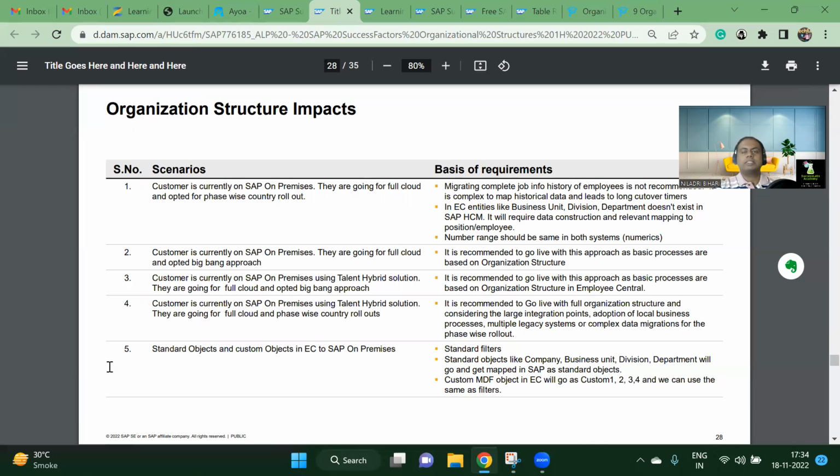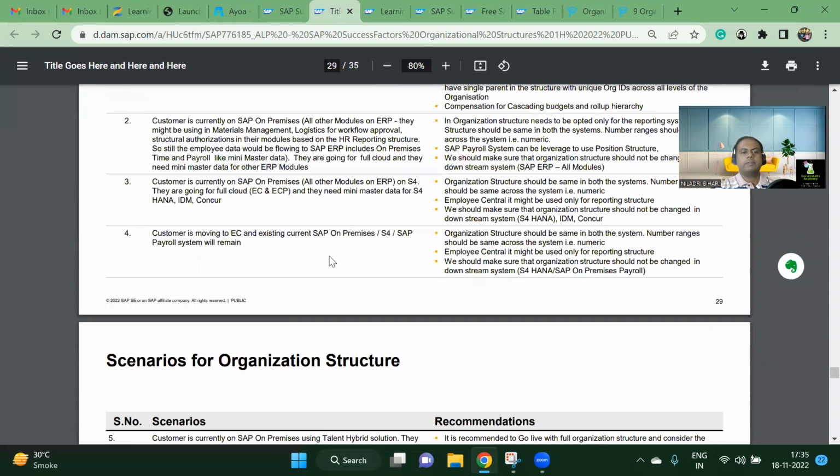Maybe the SAP best practices may not be directly fit for purpose for the client organization. Then you have to come up with new solutions or the right recommendations so that the business will not stop, right? So from an impact point of view, there are different scenarios. Again, they have talked about it. There are multiple scenarios.